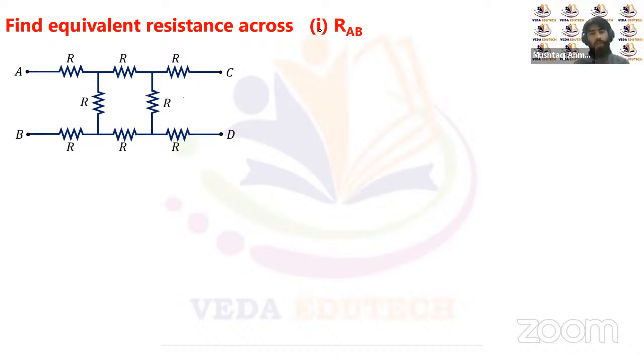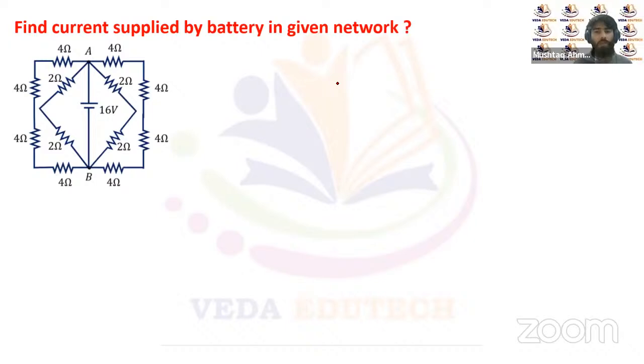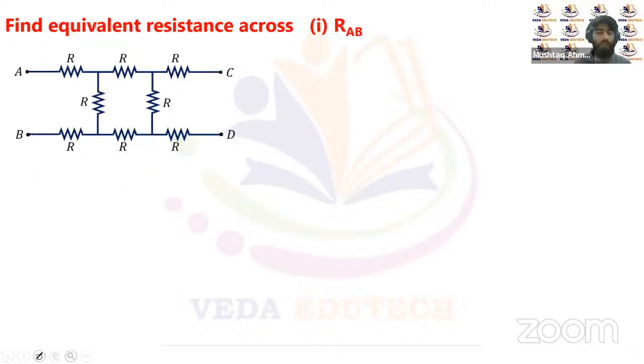We have to calculate the equivalent resistance across A and B. So it means that if we have to calculate the equivalent resistance across A and B, then what we will do is that we'll just connect a battery across A and B like this. A battery of potential difference V will be connected across A and B. Then we'll try to solve this circuit.